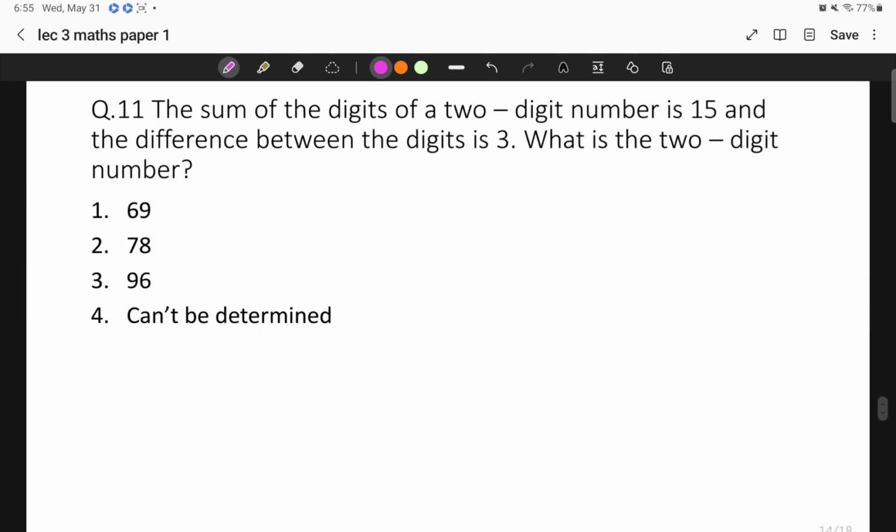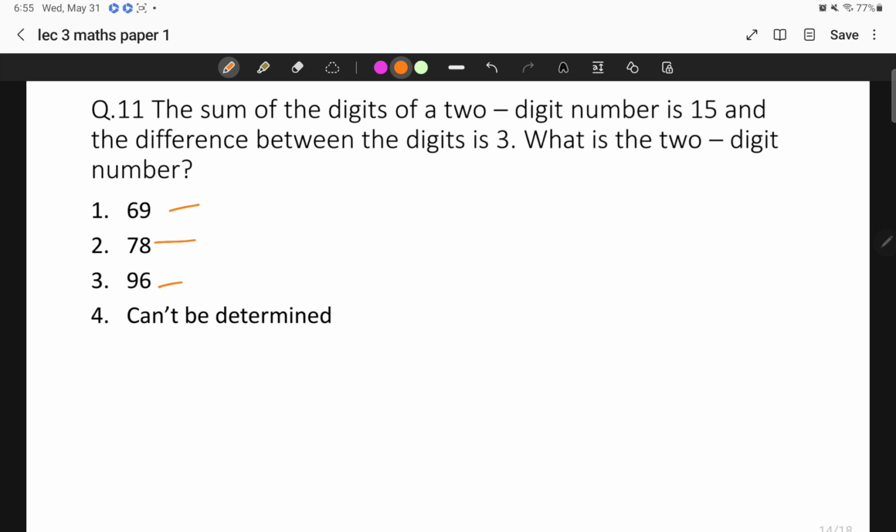The sum of the digits of a 2-digit number is 15 and the difference between the digits is 3. What is the 2-digit number? Now, this is a question that many students have got wrong in their examination. They are asking us for a 2-digit number. Here 69, 78 and 96 are the 2-digit numbers.